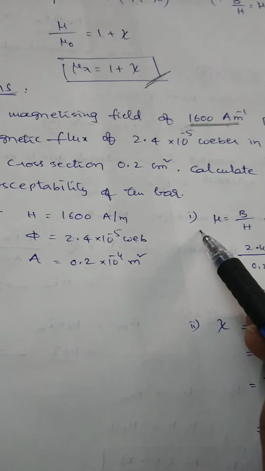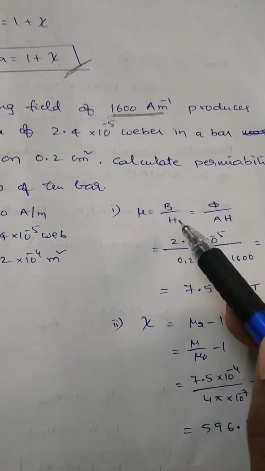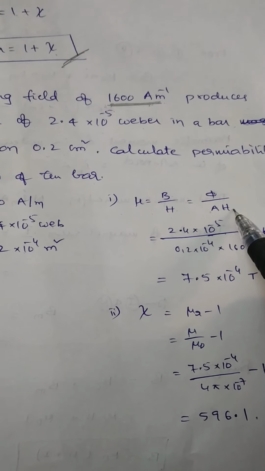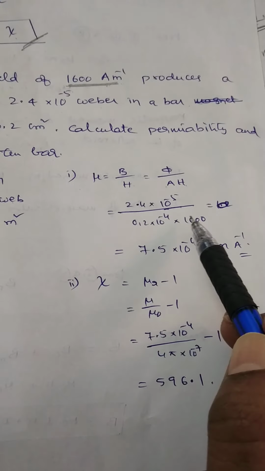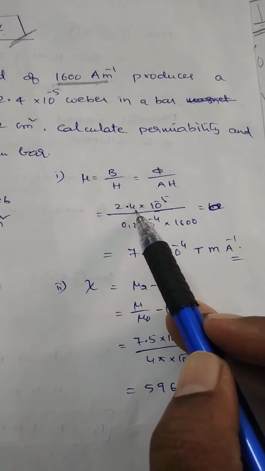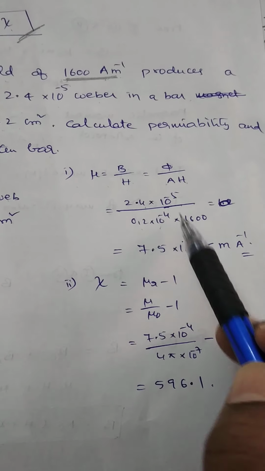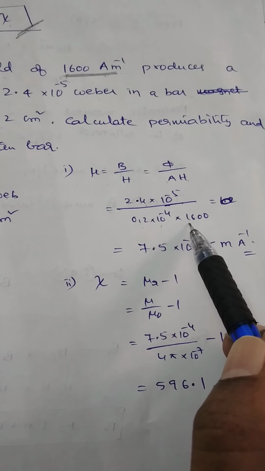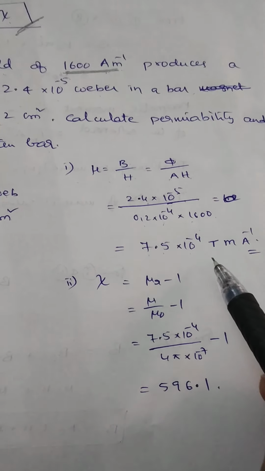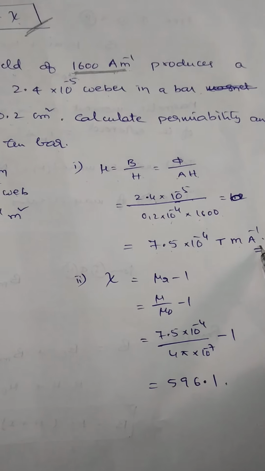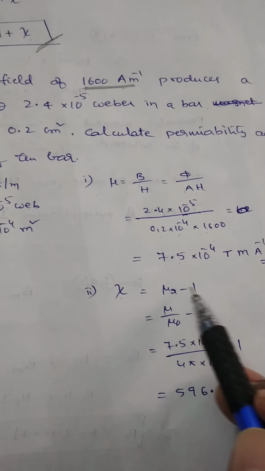First one, mu is equal to B by H. B is also equal to phi by A, so mu is phi by A into H. Substituting all these values: phi is equal to 2.4 into 10 power minus 5, area 0.2 into 10 power minus 4, H is equal to 1600. On solving it, 7.5 into 10 power minus 4 Tesla meter per ampere. This is mu.